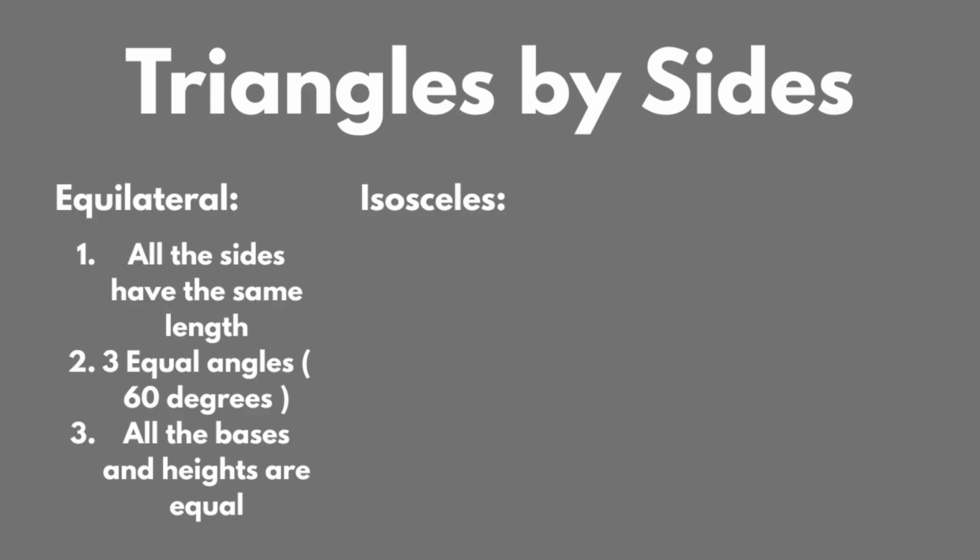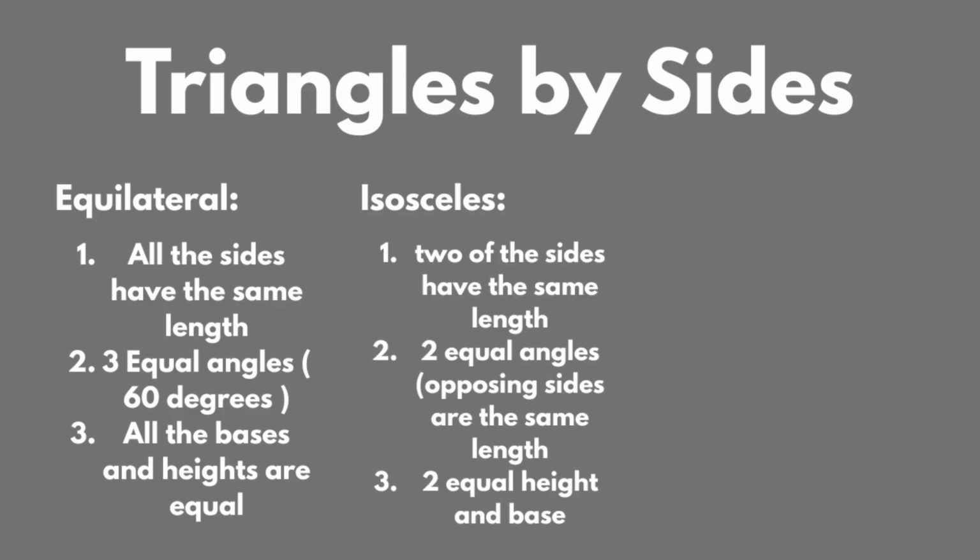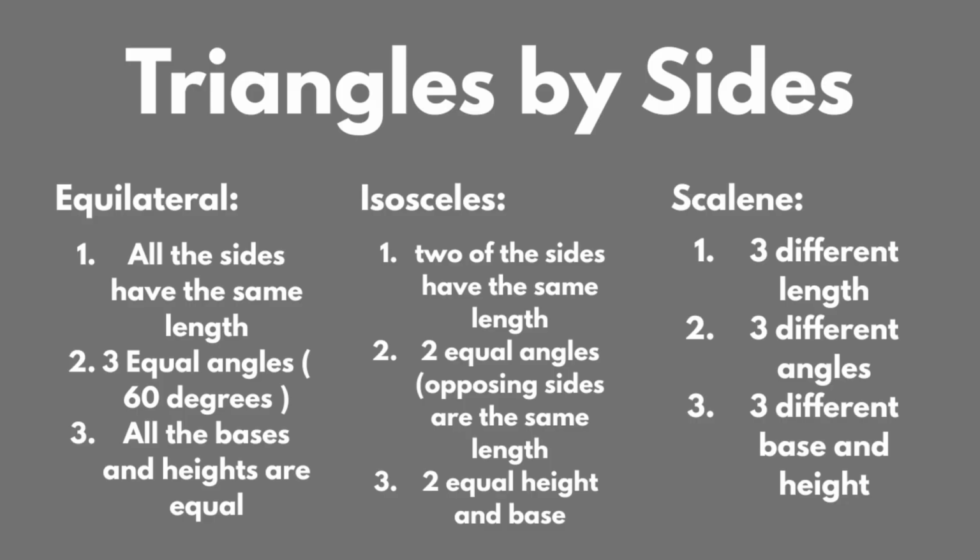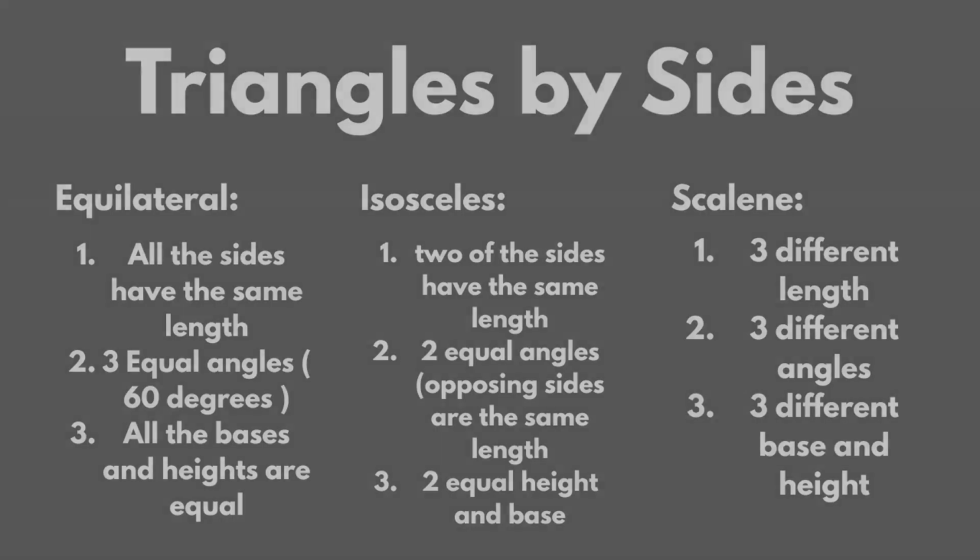Next, we have isosceles triangles. These triangles have 2 sides with the same length. This means that they have 2 same size angles and 2 heights and bases that are the same in size. Have in mind that an equilateral triangle is also isosceles, but it is not true the other way around. Scalene triangles. These triangles have 3 different sides. This means 3 different angles, heights, and bases. This can be any triangle that is not a part of the previous 2 types of triangles.